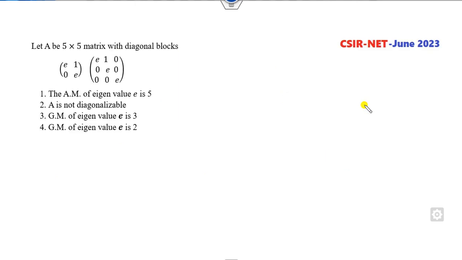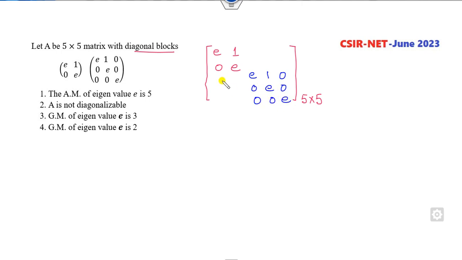Okay, look at another one. A is a 5 cross 5 matrix. A diagonal block matrix is given to you. Firstly, it is 5 cross 5, and these are my diagonal blocks. I can write this as a diagonal block here. This is the first diagonal block. The second diagonal block is written from here: 0 e 0, 0 0 e. The rest of the values are 0.